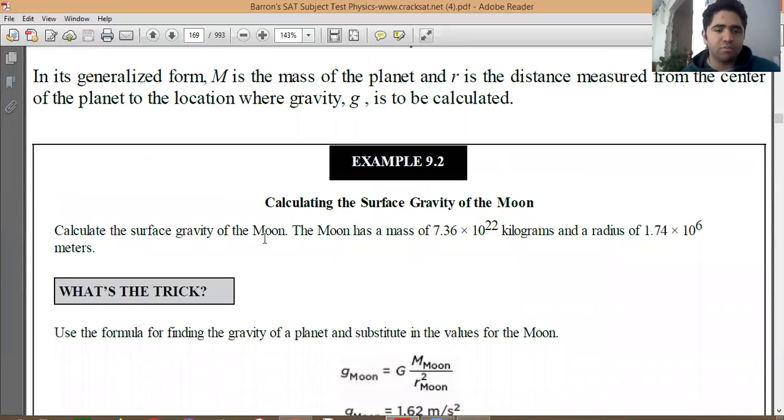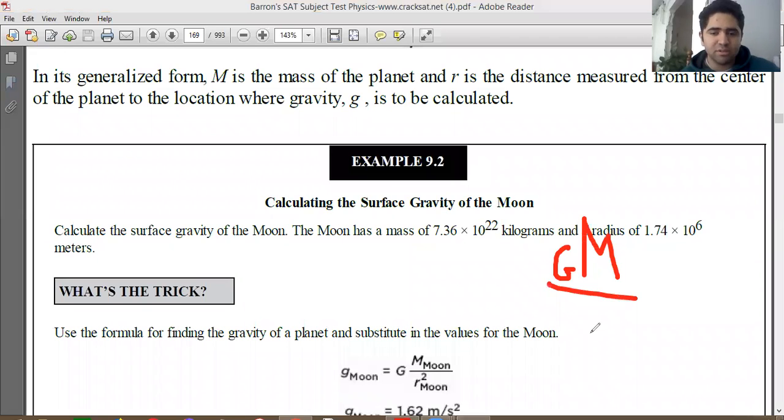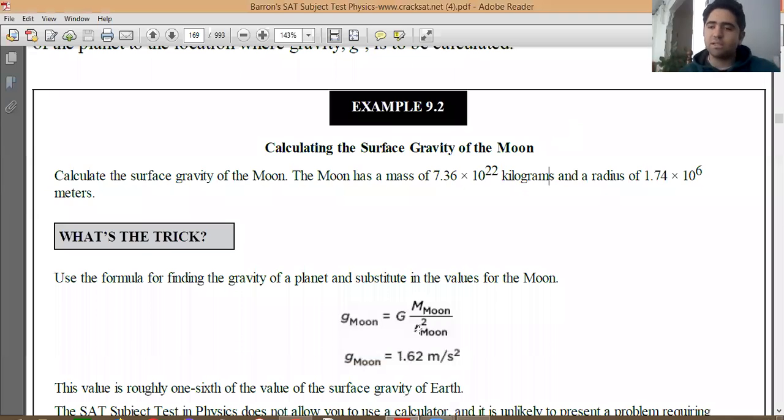Calculate the surface gravity of the moon. So that means the acceleration due to gravity, which we know by now is going to be GM over r squared. So the surface gravity of the moon has a mass, put the mass, and put the radius of the moon. Now, the reason we're putting the radius of the moon is important. I forgot to say this: the r is not exactly the distance between the two objects. It's the distance between the centers.